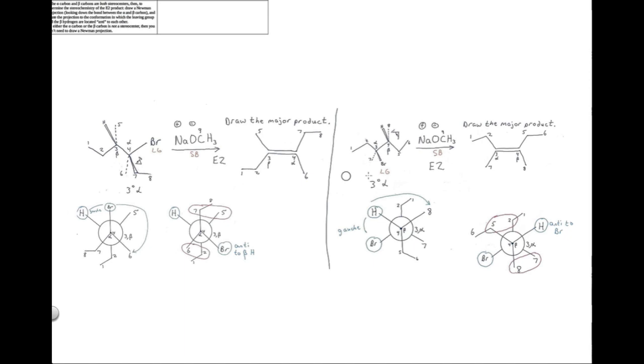Compare this problem and the previous problem. Notice that in this problem, the methyl groups ended up trans to each other. On the other hand, in the previous problem, the methyl groups ended up cis to each other. So these two E2 products had different stereochemistry. And how did we figure out the stereochemistry correctly? Using this Newman projection approach.